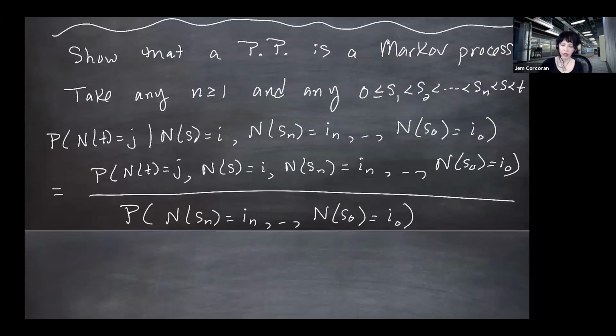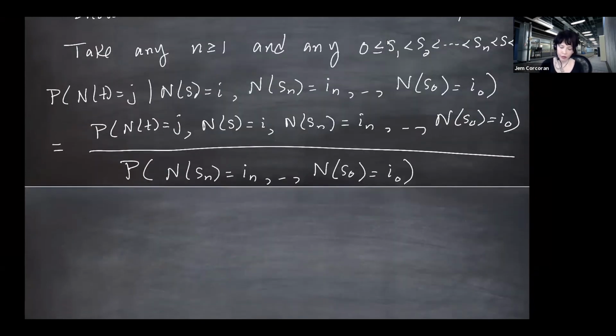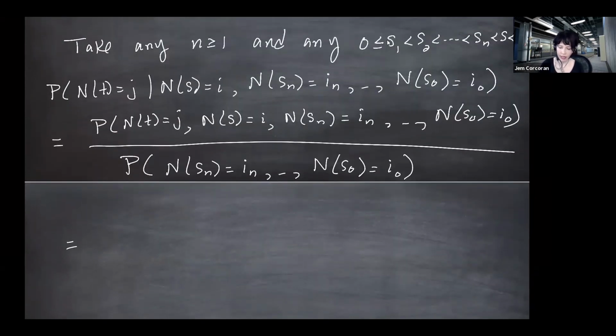Okay, so all I did there was write this conditional probability. And now, just like we did in our examples all the way through the last long example, we want to write this in terms of increments. It's going to be a little weird starting from the left, so I'm going to start from the right here. We're going to have N of S0 is I0. And then the next one is going to be N of S1 minus N of S0 is going to equal I1 minus I0.